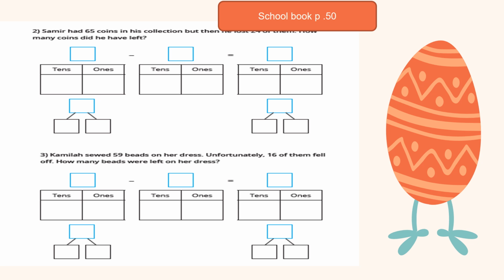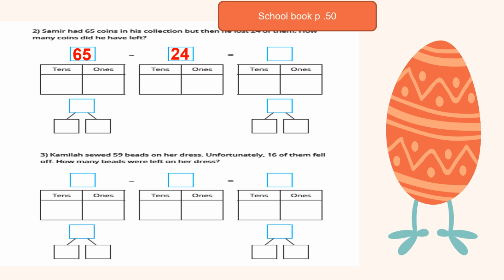Samir had 65 coins in his collection, but then he lost 24 of them. How many coins did he have left? Left is a key word for subtraction. So 65 minus 24. Let's start with ones. 5 minus 4 equals 1.